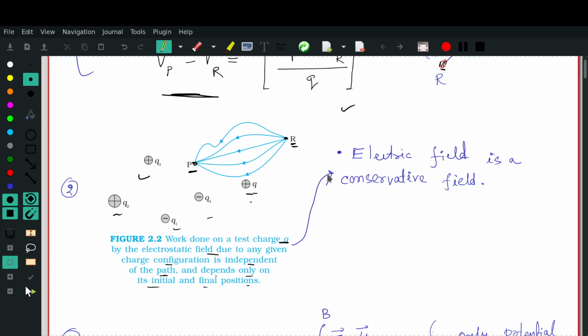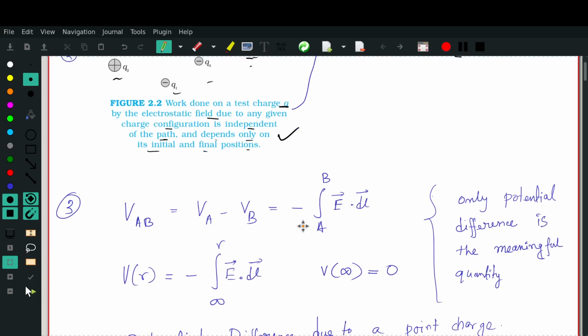This is the property of the electric field: the electric field is a conservative field. For conservative fields, the work done doesn't depend on the path. It only depends on the terminal points, for instance here R and P. We'll see some examples of this later on.